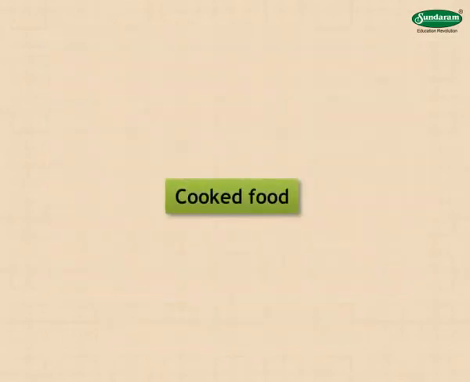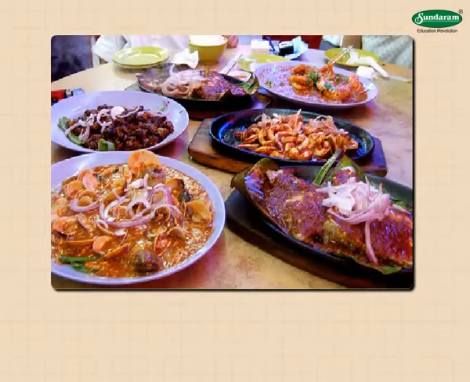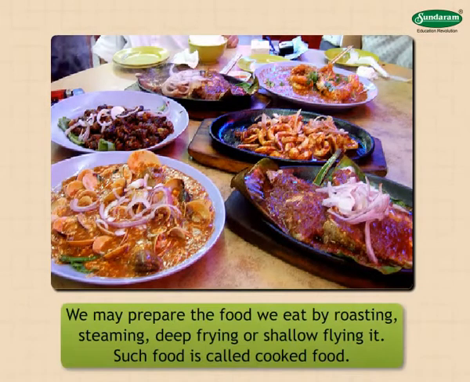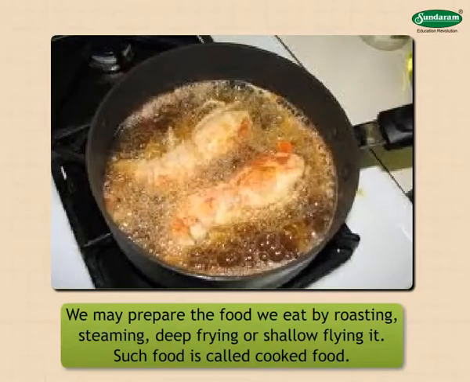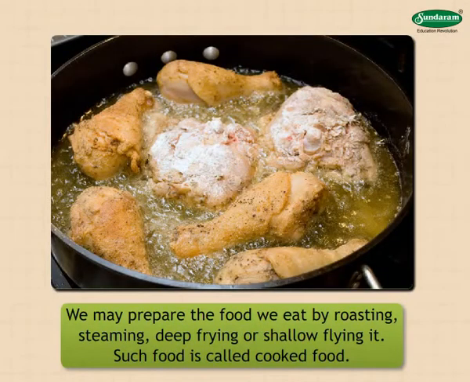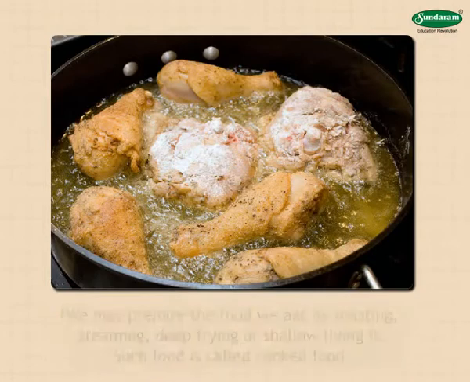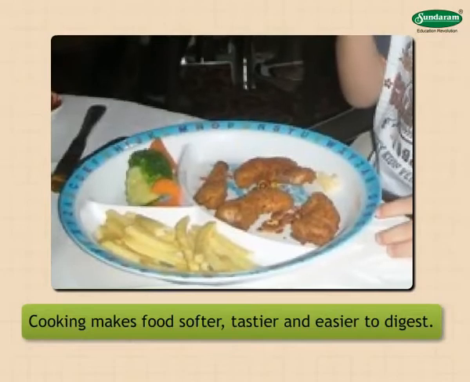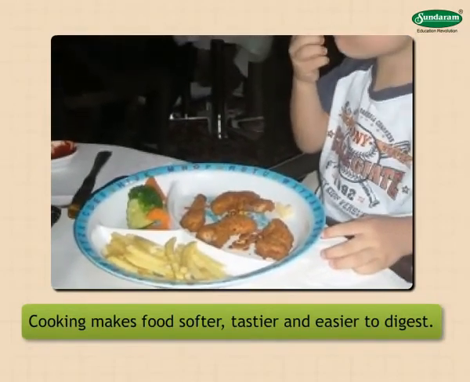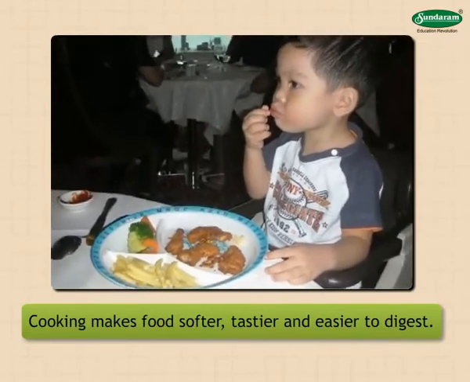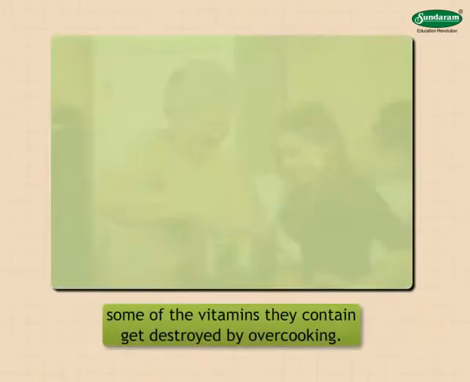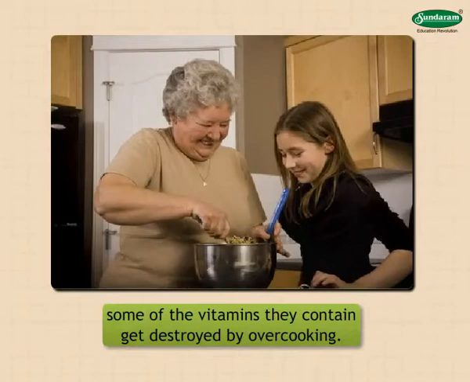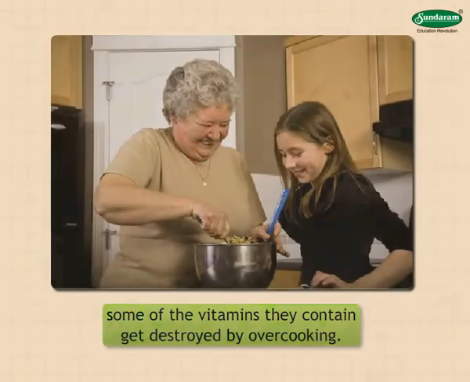Cooked food. We eat food in different ways. We may prepare the food we eat by roasting, steaming, deep frying, or shallow frying it. Such food is called cooked food. Cooking makes food softer, tastier, and easier to digest. Vegetables, including leafy vegetables, may be cooked for eating. However, some of the vitamins they contain get destroyed by overcooking. That is why we should not cook food too much.